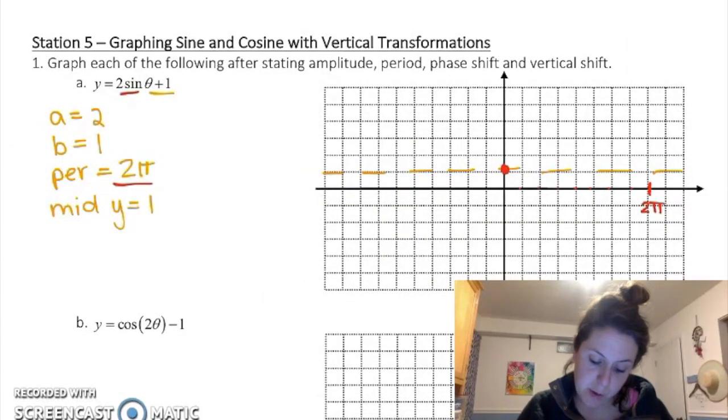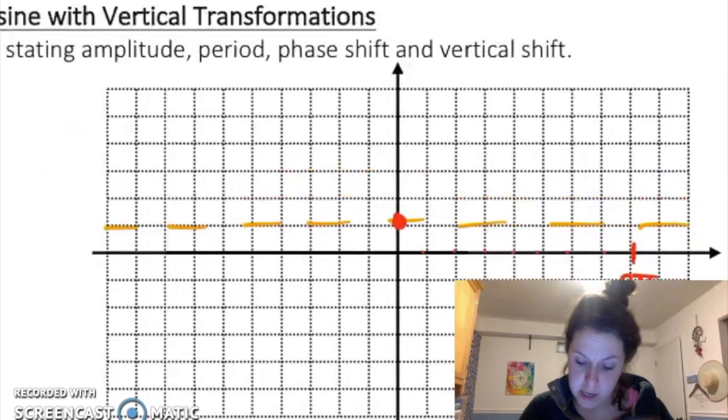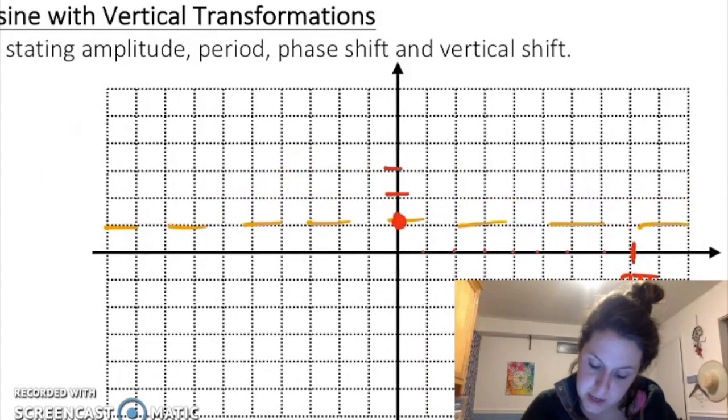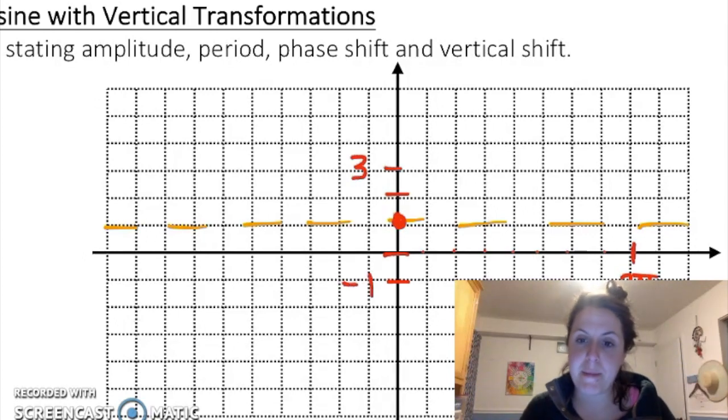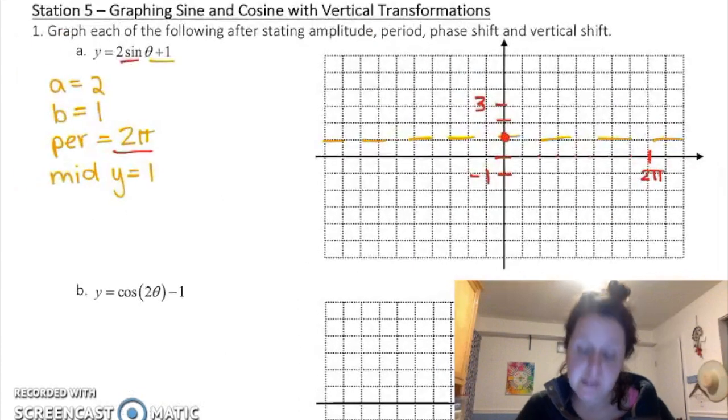And I know that the amplitude is 2. So from 1 it will go up 2 and it will go down 2. So this is 3 and that's -1. And so those will be my max and my min. So let's graph what we know.